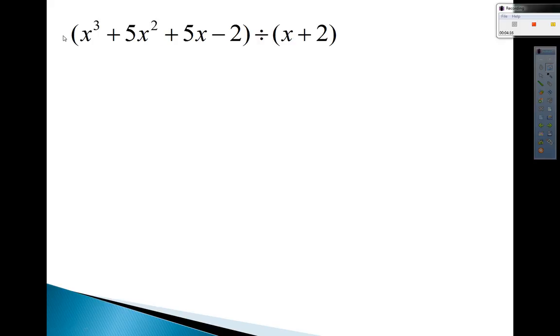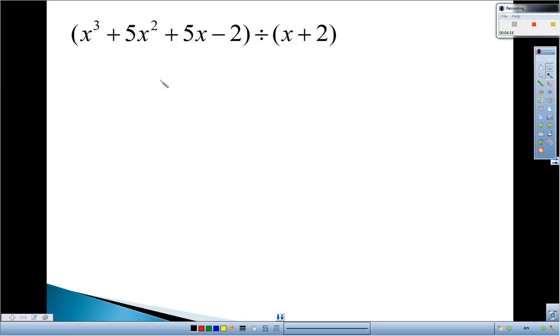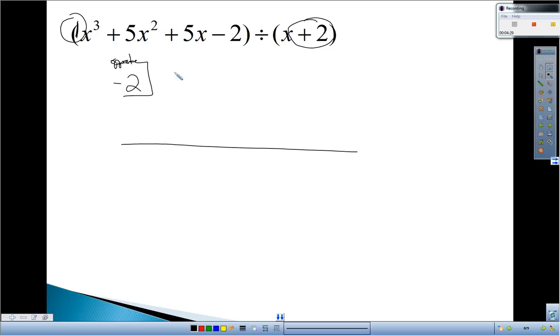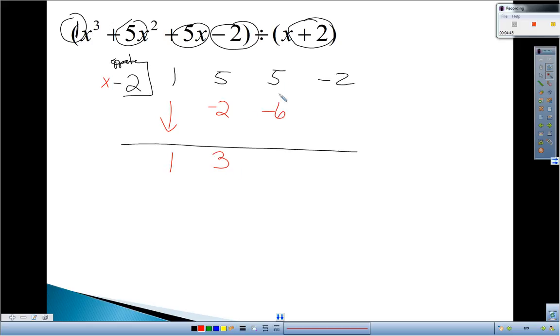Let's look at 2 more. Here's the next one. Again, half box, horizontal line. The linear binomial goes in the box, but do the opposite. So what's going to go inside the box is negative 2. Next, put your coefficients: 1, 5, 5, negative 2. Synthetic division, always bring down the first number, so that would be 1. Then multiply by what's in the box, so that would be negative 2. Add, that would be 3. Multiply, that would be negative 6. Add, that would be negative 1. Multiply, that would be 2. Add, that would give you 0. And so this one has a remainder of 0.